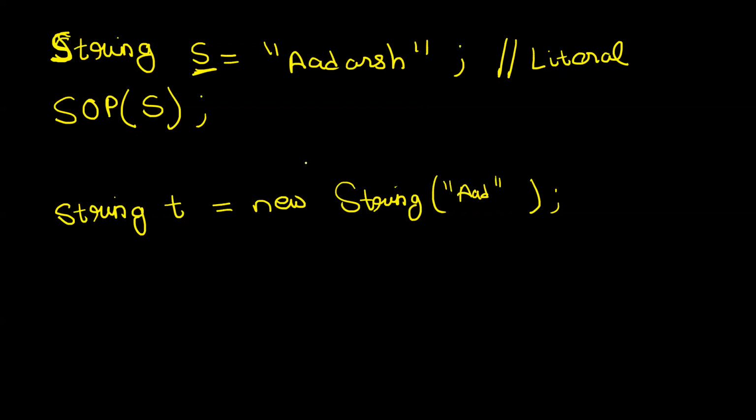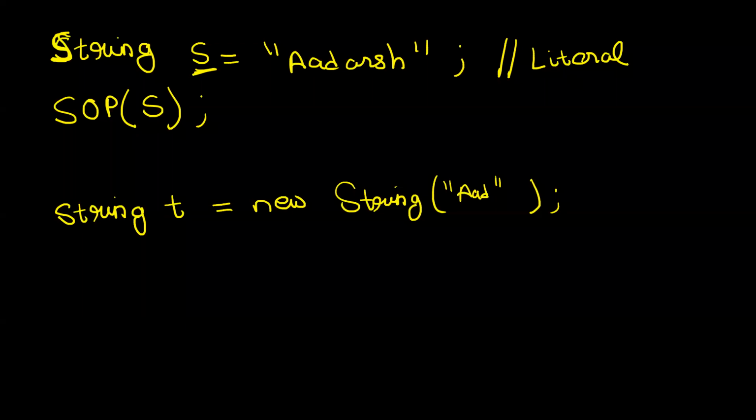So string T is equals to new string AAD. So what is this way of making a string? I am telling boss, there is a string by the name of T. And what it is, at runtime, a new string object will be created. And what is the contents of that string? AAD. Okay. Now you will ask me, hey Adarsh, both of them are strings, right? S is also a string and T is also a string, right? So what is the fundamental difference between these two ways of creating strings? Can anybody tell me? What is the fundamental difference between these two ways of creating string?